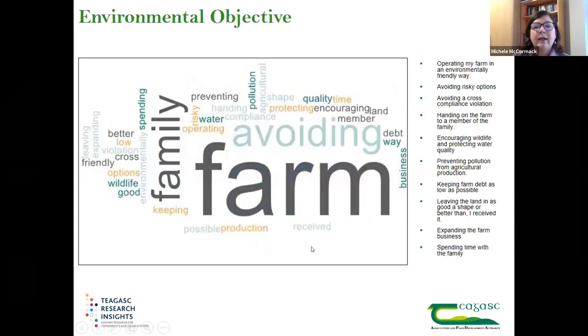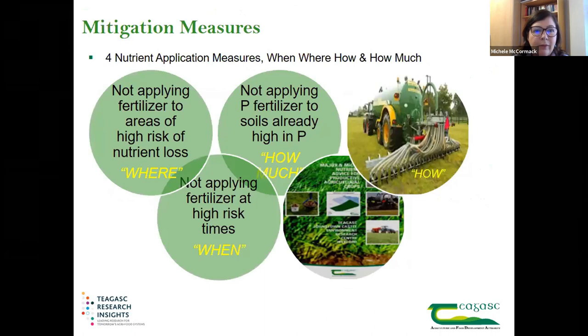The second group of farmers that found all of these statements more important to them are a little bit older, but you can see that the farm is still one of the most important things to them. Their objectives are that they're still interested in production and making money on the farm, but they're avoiding things like cross compliance violations, and they're preventing pollution. Family is important, and inheritance and succession are important to them, and passing on the farm in a good condition is important to these farmers with an environmental objective. But across both of these objectives, there's an overlap in some regards as well.